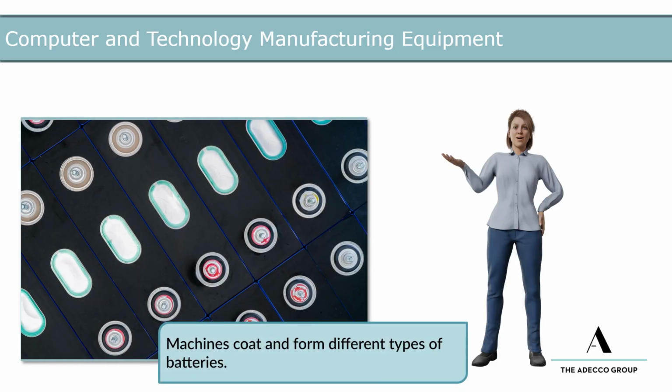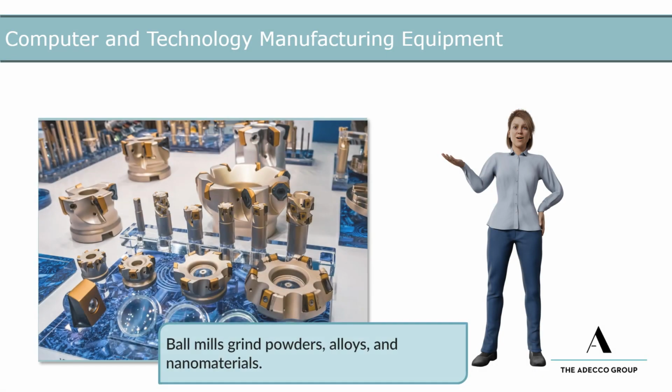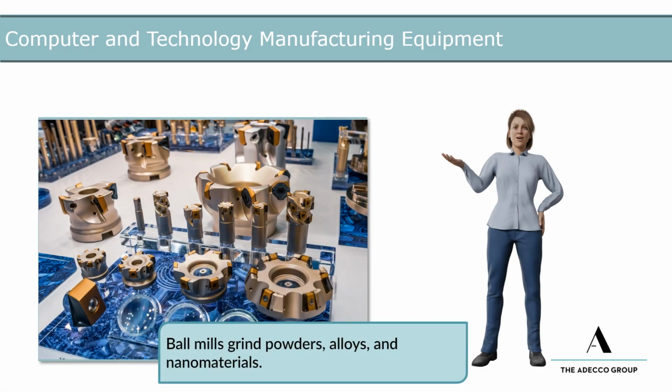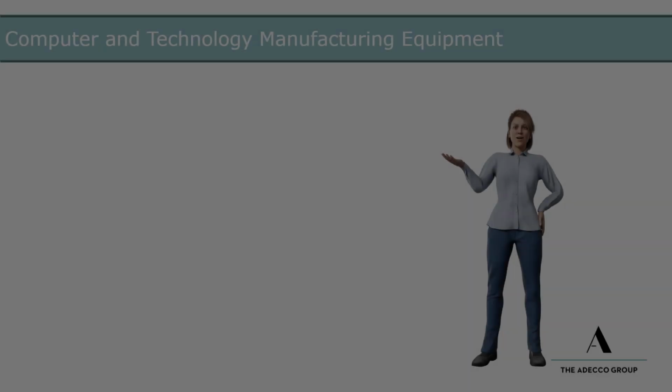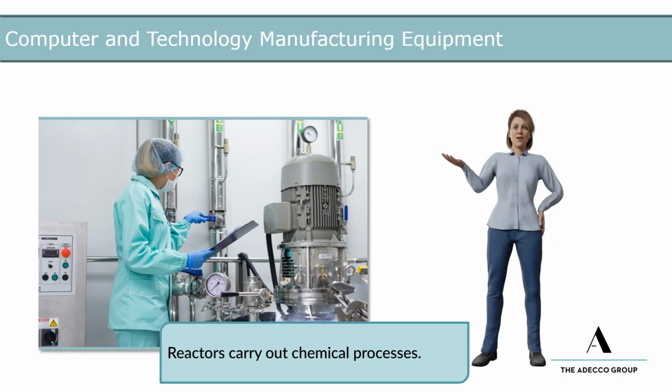Battery cell manufacturing equipment is used to mix and blend, coat, dry, and roll the material to the appropriate thickness as part of the forming process. Ball mills are used to grind different types of materials to produce powders, alloys, and nanomaterials. Reactors or process vessels are devices that are used to carry out a chemical reaction.